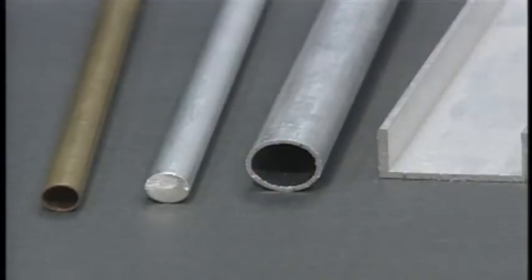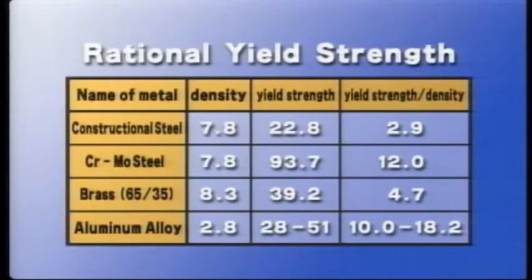Now, let's compare the strengths of different materials. You might think that you should use steel because it's so much stronger than aluminum. But actually, we have to consider the strength-to-weight ratio to see what's appropriate for a Robocon machine. This table compares the strengths of different materials of the same weight. From the top, we have steel, stainless steel, brass, and aluminum. As you can see, weight for weight, aluminum is about 5 times stronger than steel. Stainless steel has about the same strength as aluminum, and brass is very weak. For Robocon machines, then, it's best to use either stainless steel or aluminum.